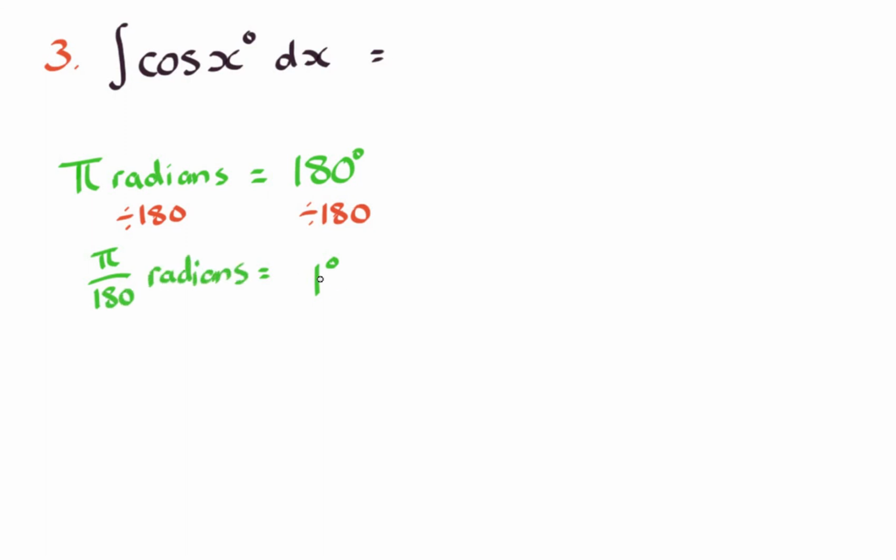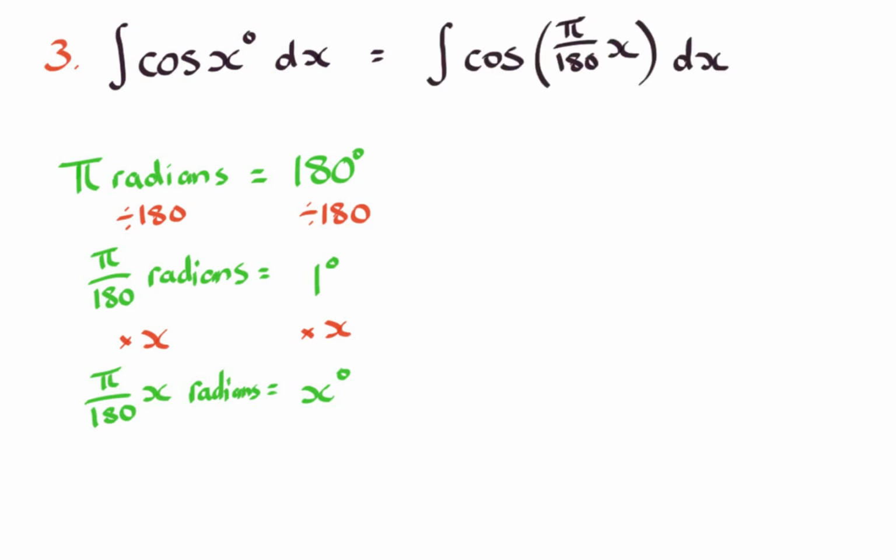Now that we know the value of 1 degree, we can easily find the value of x degrees by multiplying both sides by x. And so x degrees is equivalent to pi on 180 times x in radians. So that's the conversion that we want to use. We want to substitute x degrees for pi on 180 times x. And so when we make that swap, our integral now looks like this, where we are in radians.